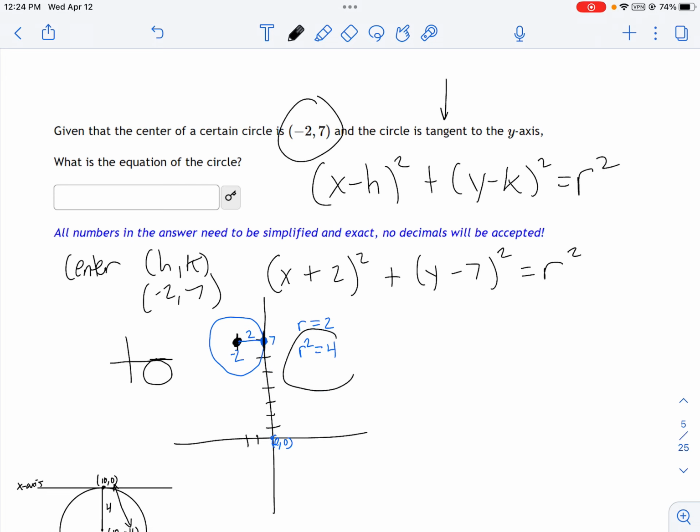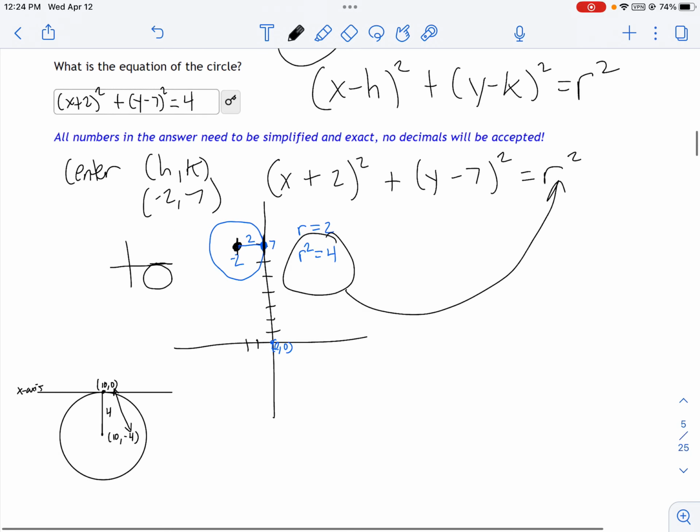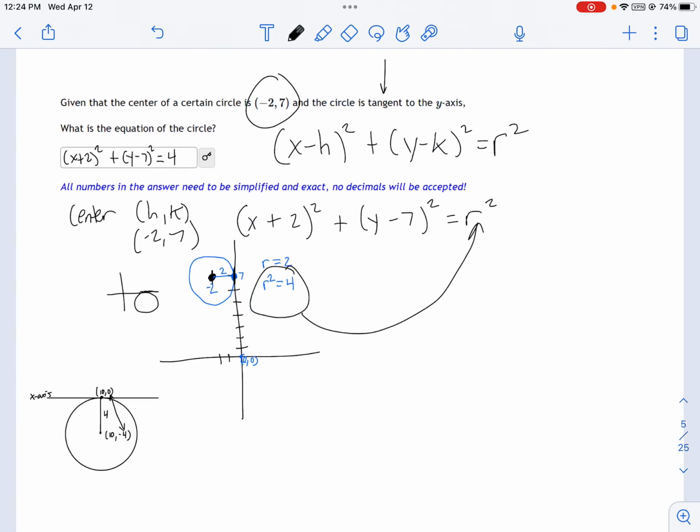Once you know your radius squared, it's just plugging it right in. So we have (x + 2)^2 + (y - 7)^2 = radius squared, which we said was 4. And that's it. In this case, you'd be done. Nothing else to worry about.